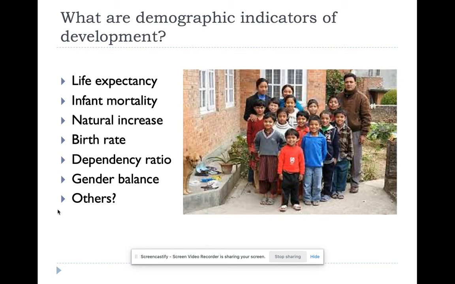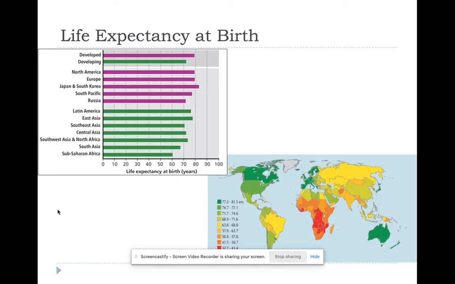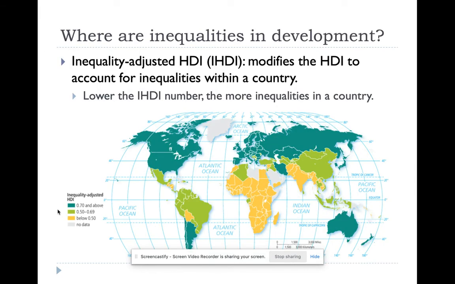Gender balance is another one to think about. If you have more women than men, women live longer, so you have a higher life expectancy, right? If you have more men than women, that's going to be generally a less developed place because you're going to have higher maternal mortality rates. So there's life expectancy at birth. Look at the difference between a developed and a developing country, it is very interesting. If you look at the top there, that's a very good statistic with that.